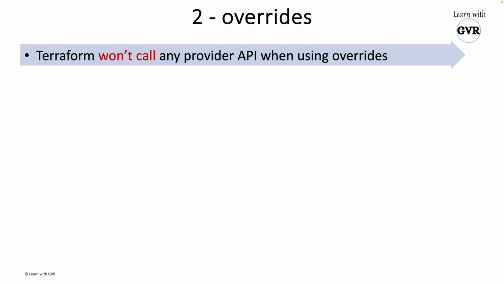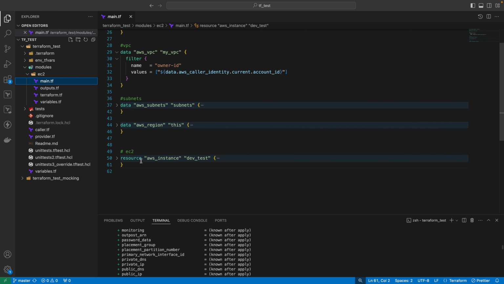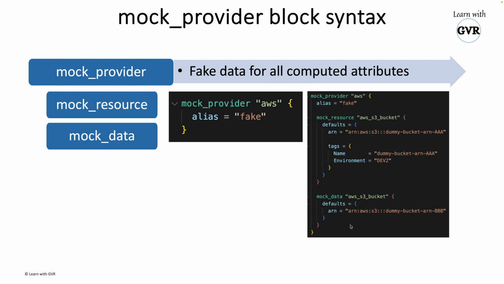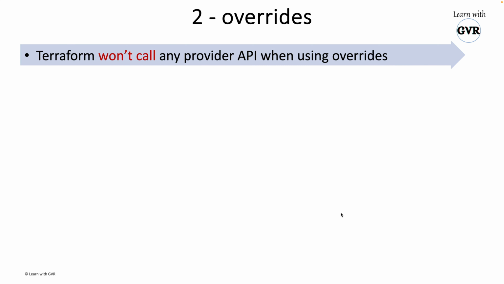Next, second is overrides. As the name suggests, it will override the actual real infrastructure. Here Terraform won't call any provider API when you are using an override. One is resource, an actual resource. In the first section, mock provider, we understood we will be creating fake resources. But in case of override, we are overriding the existing resource with our own values, right? So we are not creating here, we are overriding.